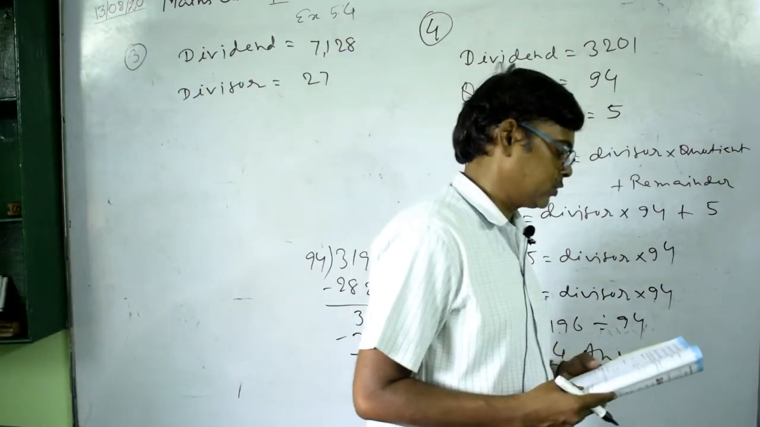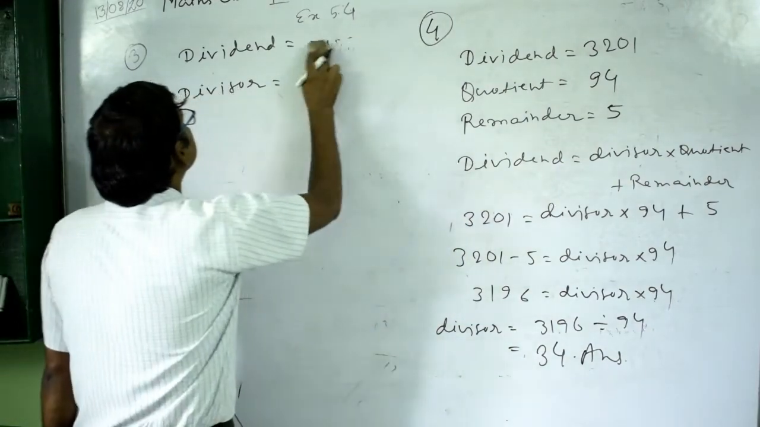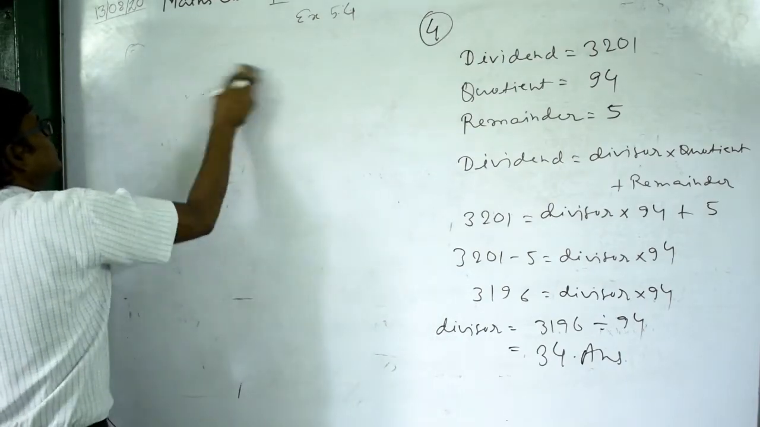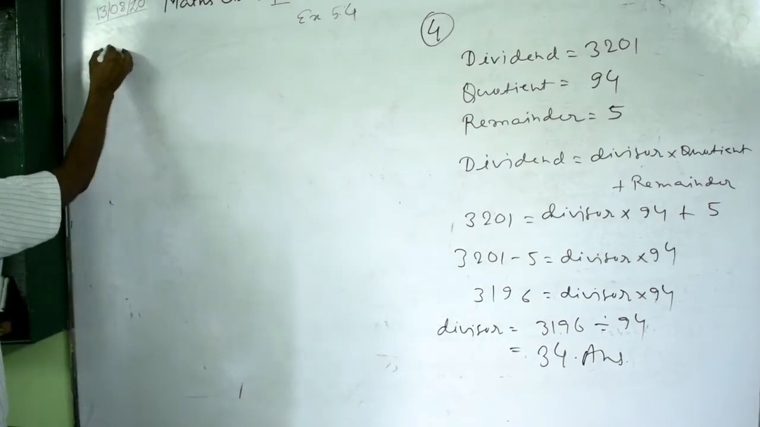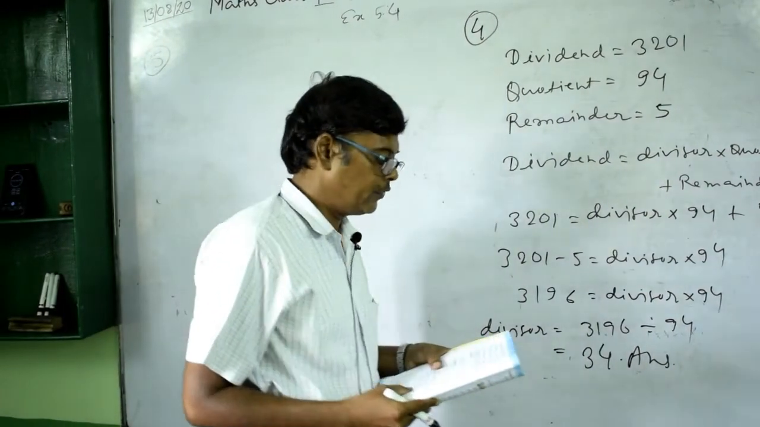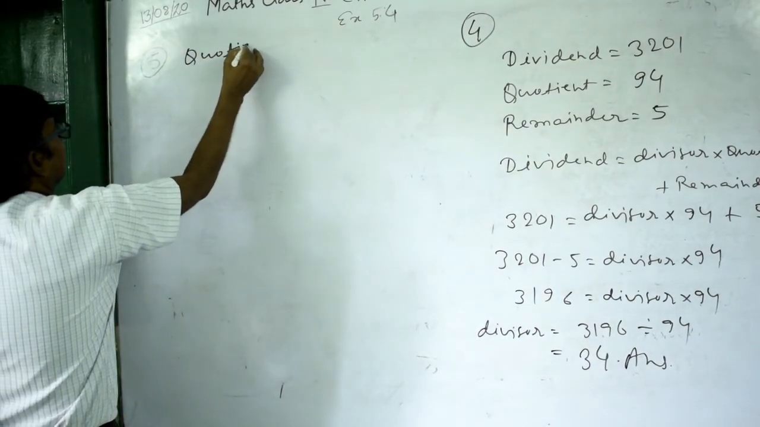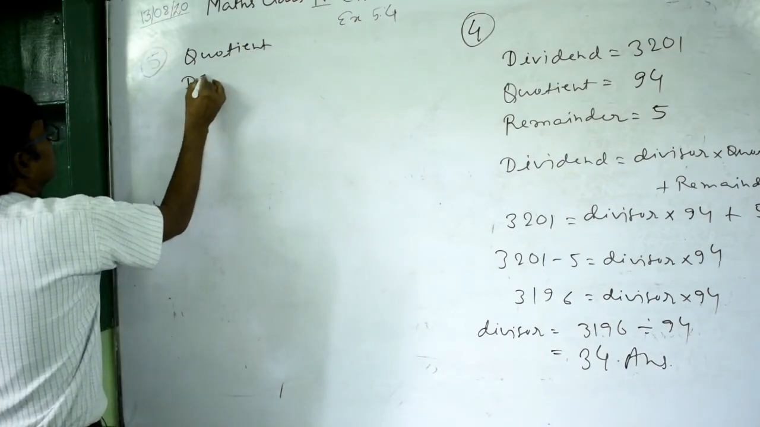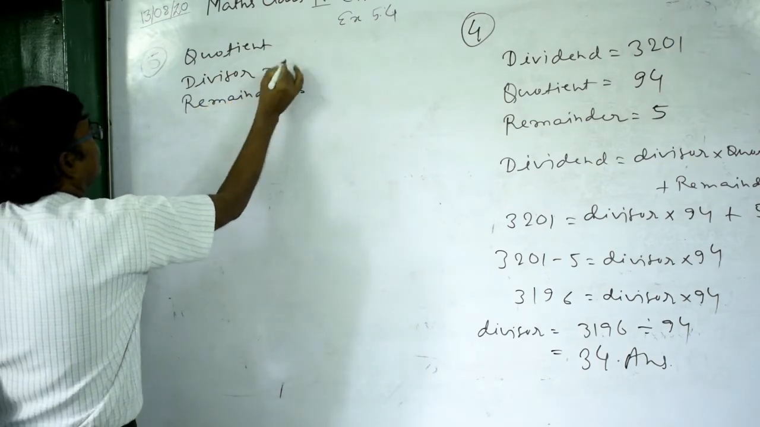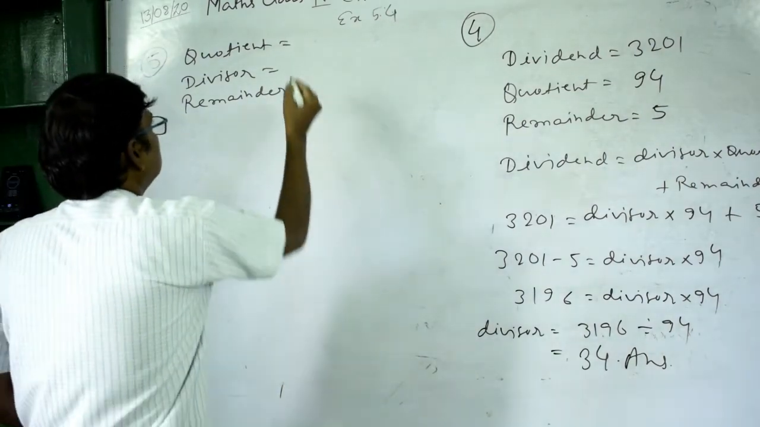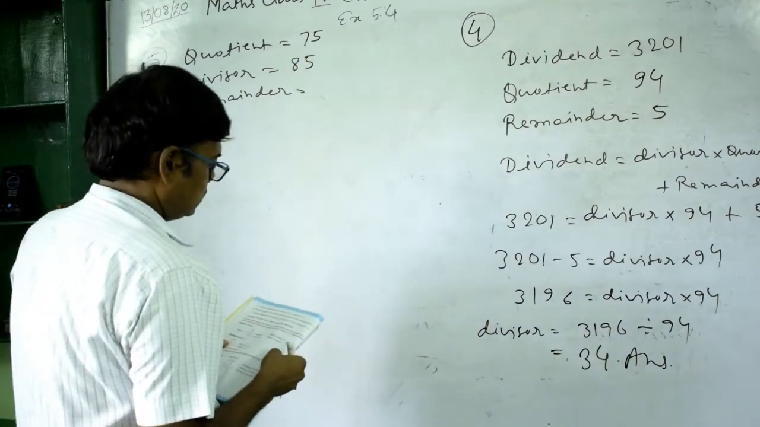And question number 5 is also find the dividend when quotient and this are given. So this is easier than this question. Question number 5. Find the dividend when quotient, divisor and remainder are all given here. So what is the quotient here? It is 75. Divisor is 85 and the remainder is 2.